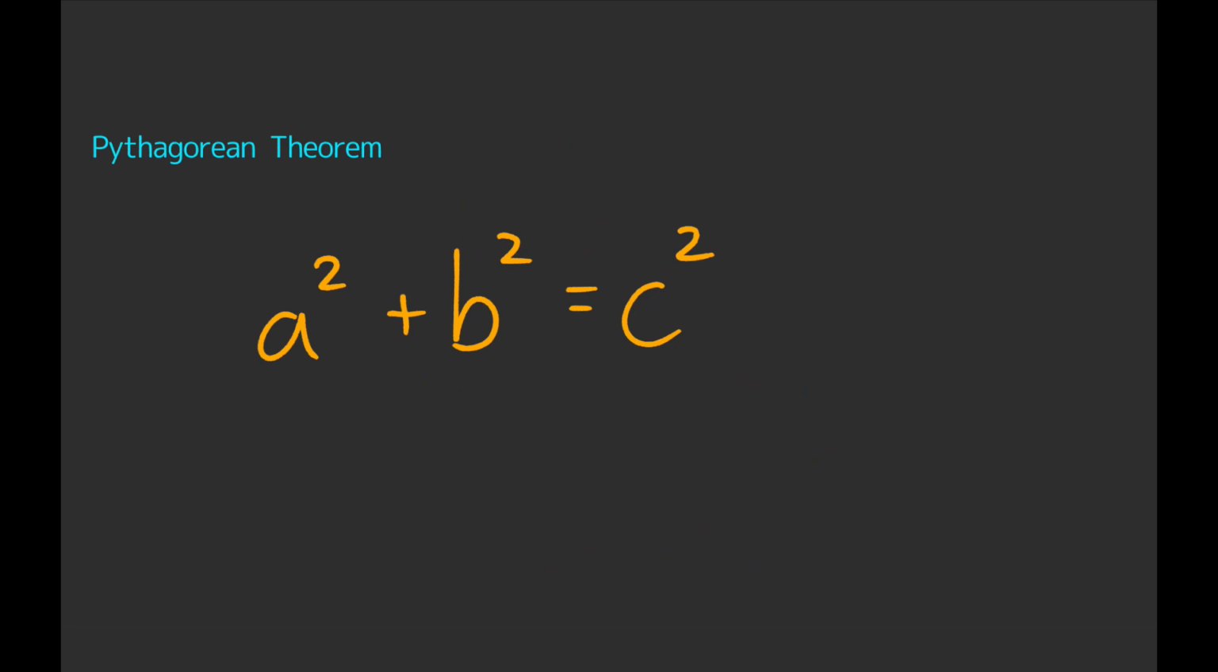So here is the formula for the Pythagorean Theorem. A squared plus b squared equals c squared, where a and b are legs of a right triangle, and c is the hypotenuse of a right triangle, which is the long side. And what we can do with this formula is, if we are given two legs, or a leg and a hypotenuse, we can find the other leg, or the hypotenuse, by solving for it algebraically.